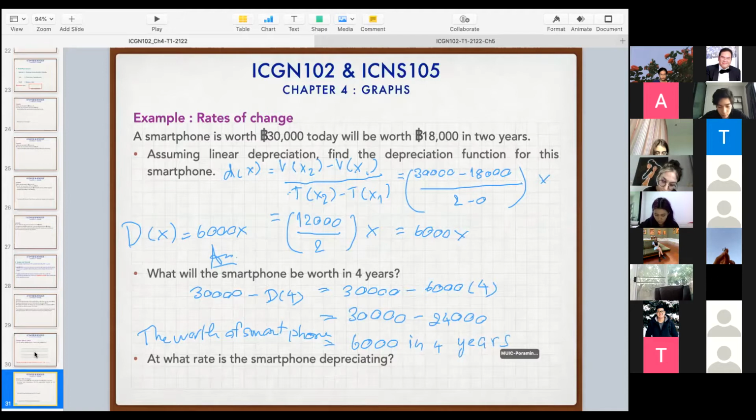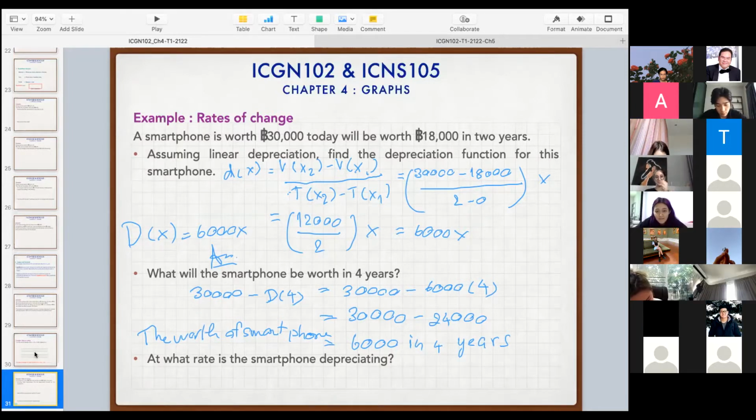Okay. At what rate is the smartphone depreciating, everyone? I want you to calculate the rate of depreciation by yourself. Tara and Susan said that the rate is 6,000. Okay, times up everyone. Now this one, as I told you, is super easy.